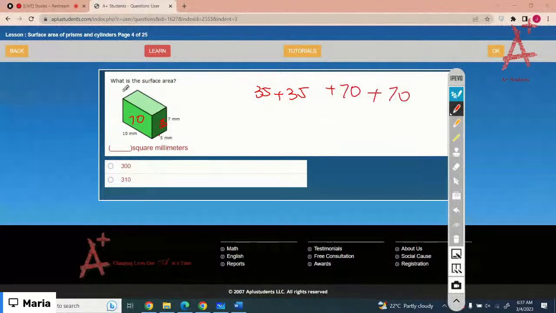10 and 7, 10 and 5, that would be 50, plus 50 and 50. 100 and 140 is 240, it is 310. Got it? So the correct option is 310.